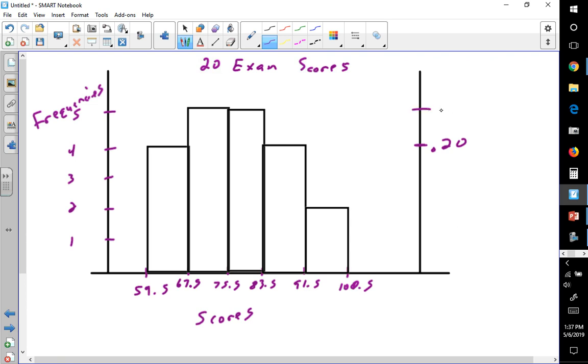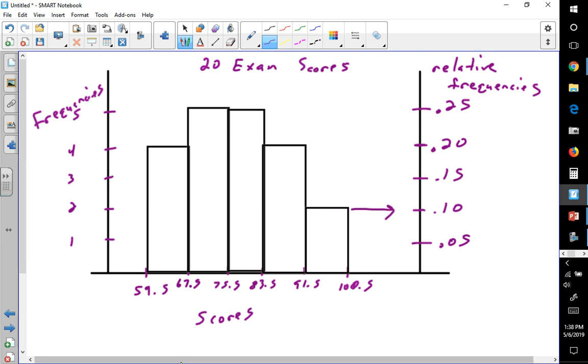These were 5 out of 20, or 25%, 0.25. So this would be like 0.05, 0.10, 0.15. These are just the relative frequencies. So if we looked at the graph, we could quickly see this top category, only 10% of the people fell into that category. For this category, 20% of the people fell into this category, and so forth.